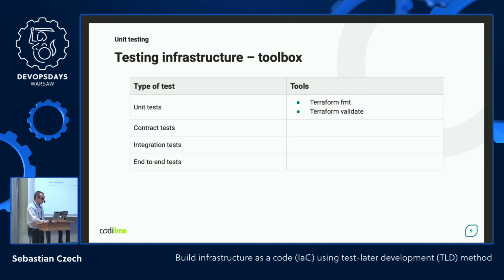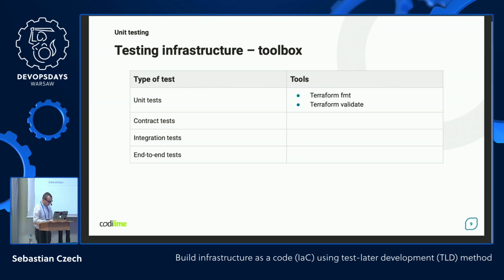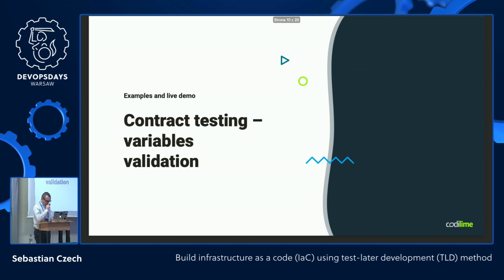After every type of test, I will present a toolbox. At the end of the presentation, we will have a toolbox with all tools which we can use for every type of test. So for unit tests, we have Terraform fmt and Terraform validate. Now we will go to, I hope, a more interesting part, contract testing. And we will start with variable validation.